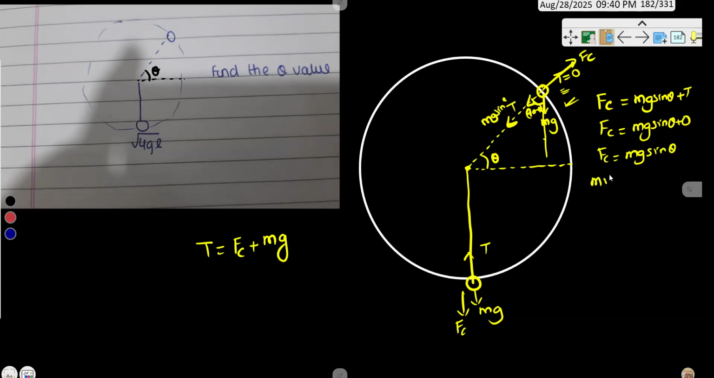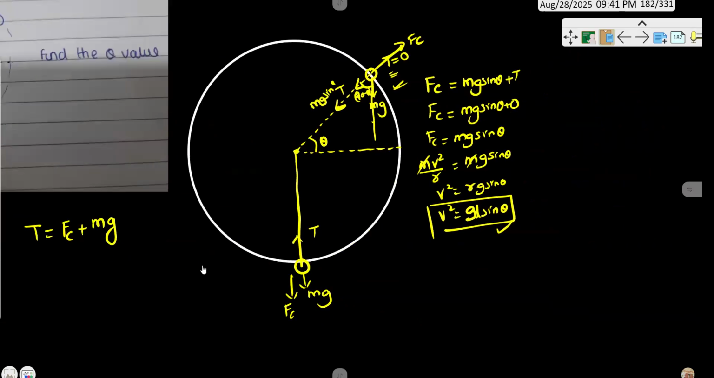Centrifugal force, we know, is mv square by r, which is equal to mg sine theta. So mv square by r is equal to mg sine theta. m and m get cancelled. v square is equal to r into g sine theta. R is nothing but the length of the string. So v square is equal to gl sine theta. We'll keep this aside. Now I will apply the work energy theorem to this body.